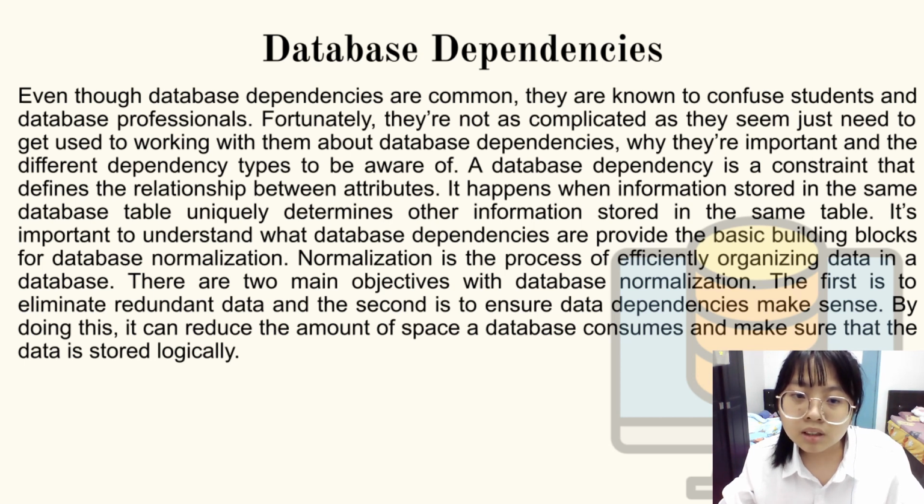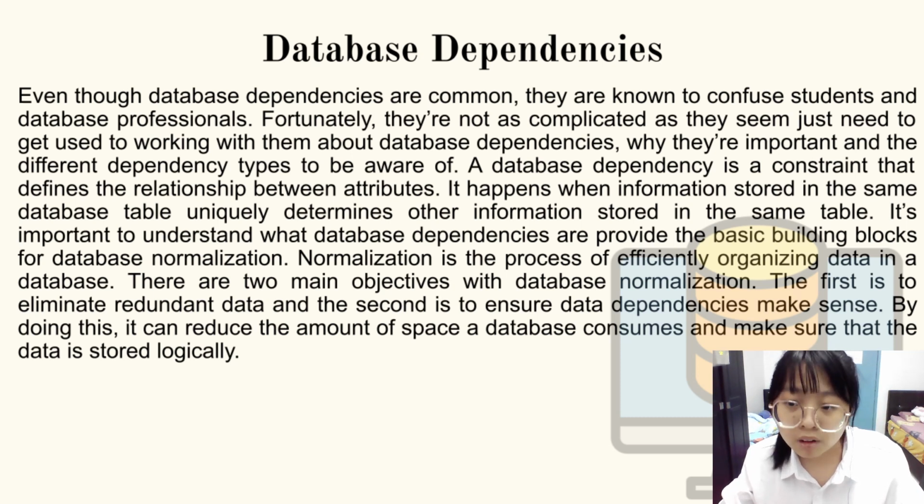A database dependency is a contract that defines the relationship between attributes. It happens when information stored in a database table uniquely determines other information stored in the same table. It is important to understand what database dependencies are, as they provide the basic building block for database normalization. Normalization is the process of effectively organizing data in a database.